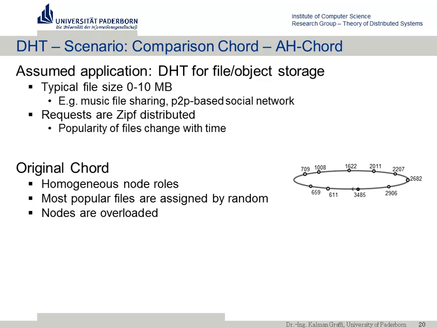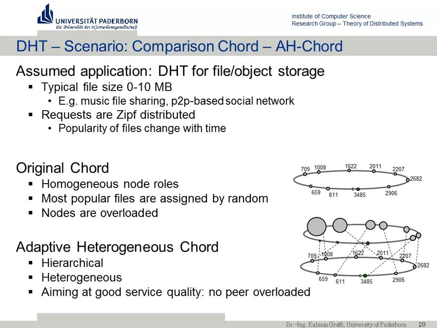So what's the difference between adaptive Chord and Chord? This is the original Chord. You see the normal ring with the node IDs. All the nodes have equal rights, and the most popular files, and all files, are assigned at random. If they are located at some weak peers, then they are overloaded. That's bad. And now that's how adaptive heterogeneous Chord works.